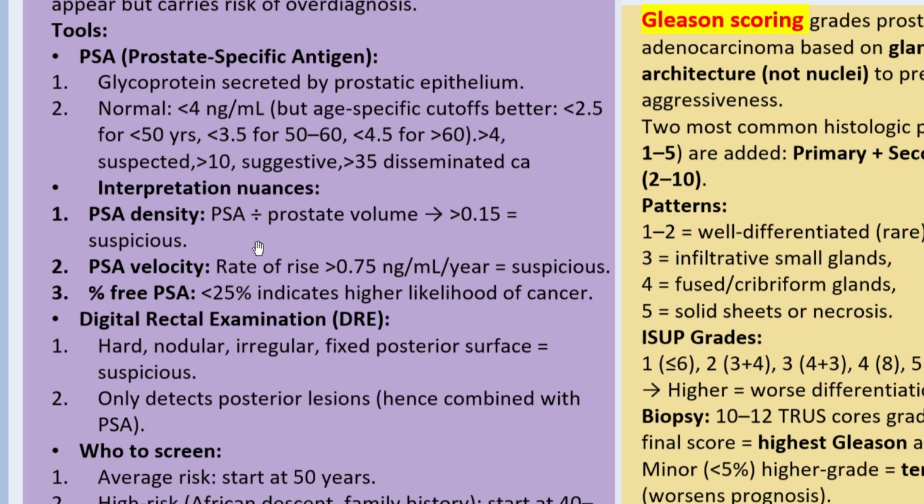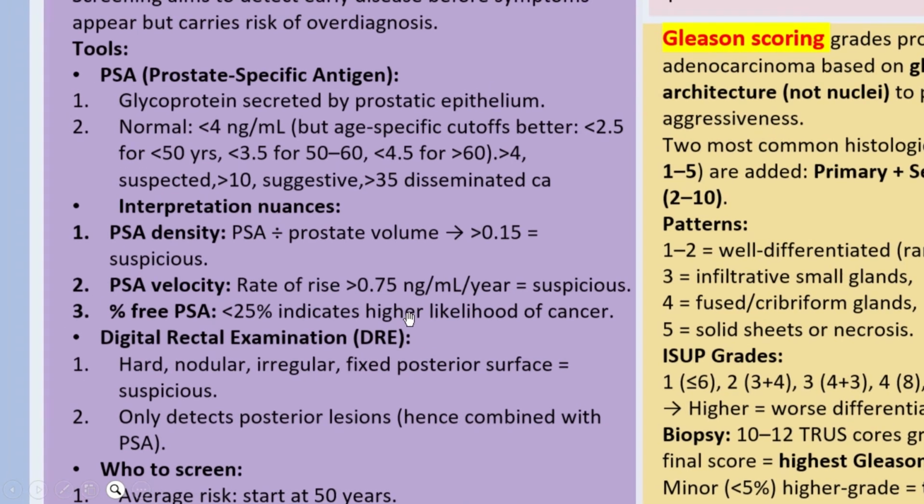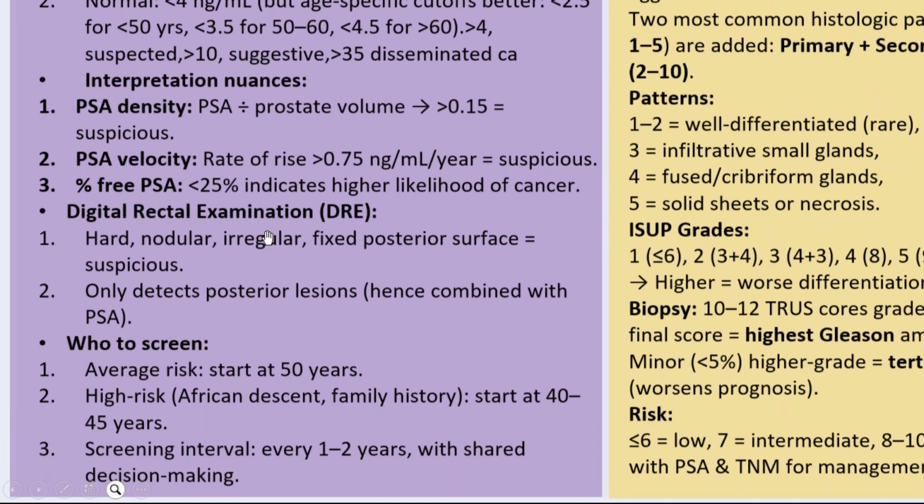So what we do is we do a PSA density, whereby the PSA is divided by the prostate volume. And then if we have a PSA density greater than 0.15, we shall say we are suspicious of having a malignancy. Then we look at the PSA velocity, which is the rate of rise of the PSA. If we have a rate of rise greater than 0.75 nanograms per ml per year, then still we shall have a suspicion that we have prostate cancer occurring here. Then we shall do the digital rectal examination on top of that.